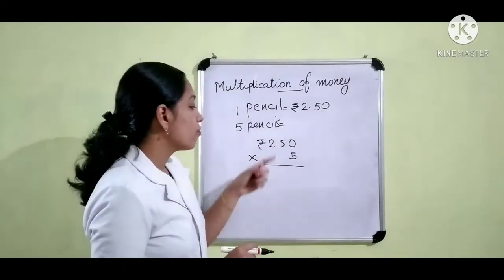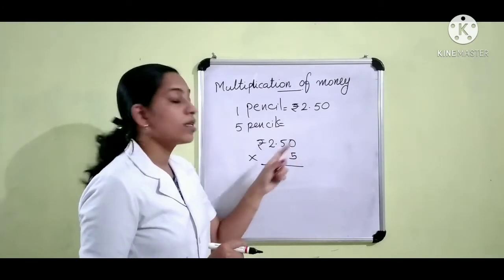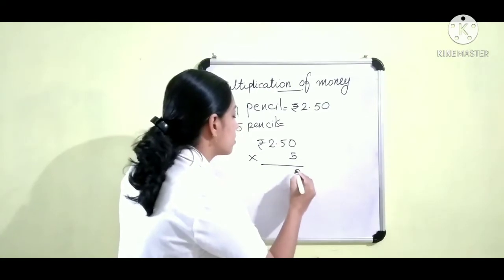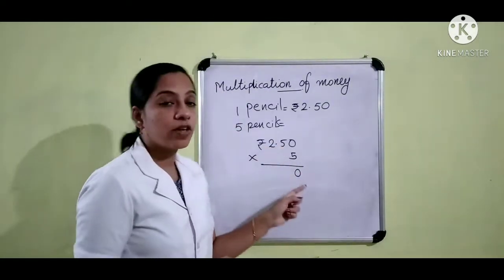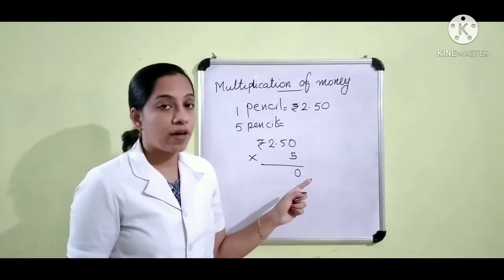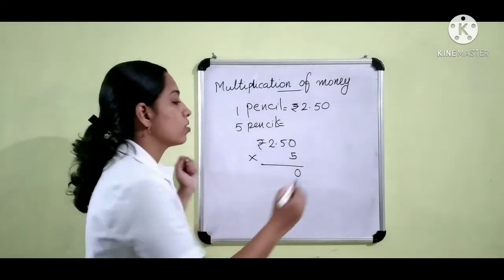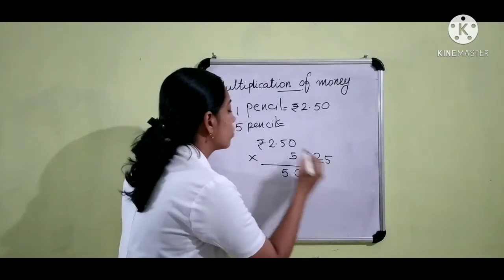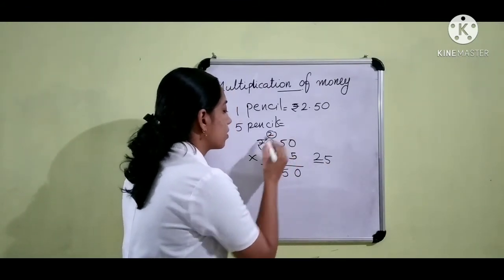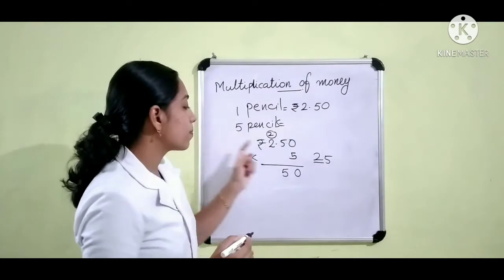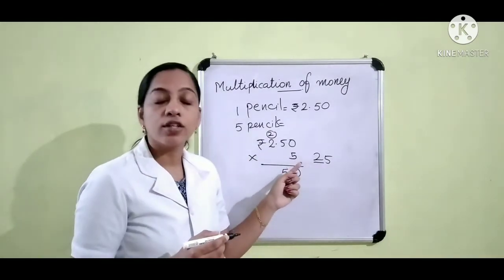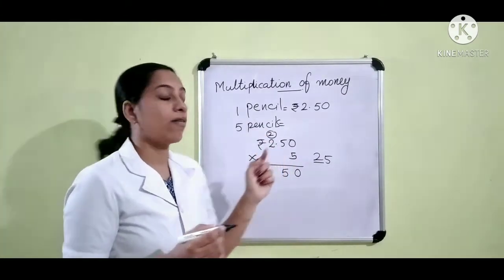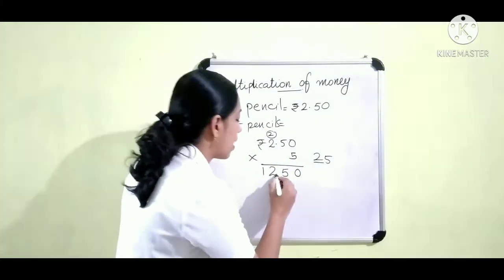So let us start. First we will multiply 5 with 0. What is 5 into 0? Yes, 0. So let us write here 0. Then what is 5 into 5? Yes, 5 into 5 is equal to 25. So, let us write here 5 and this 2 is carried over. Right children? Yes, then multiply 2 into 5. 2 into 5 is equal to 10. Then 10 plus 2, 12. So, let us write here 12.